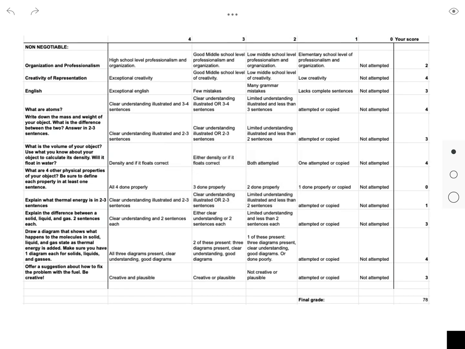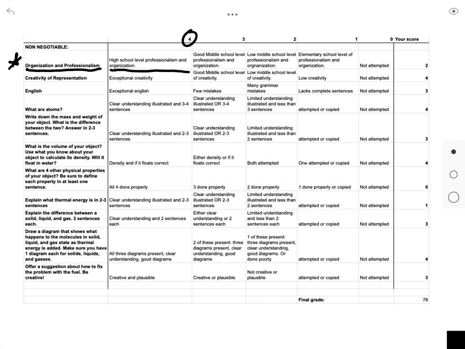Okay, so the first category is organization and professionalism. So that's just making sure your project looks nice and that you weren't joking around on it and putting a bunch of memes in there. I had some students do that last year, and they got a bad score in this column because they were not organized and professional. So the highest score, a 4, that you can get in this column is if you have a high school level of professionalism and organization. That means it's really professional, the project looks really good. Let's say it's in Keynote, it's a good presentation, or it's just a really good, well-organized Pages document.